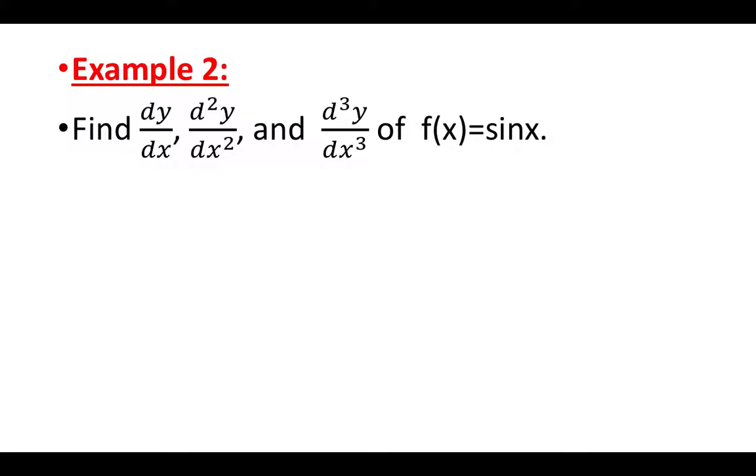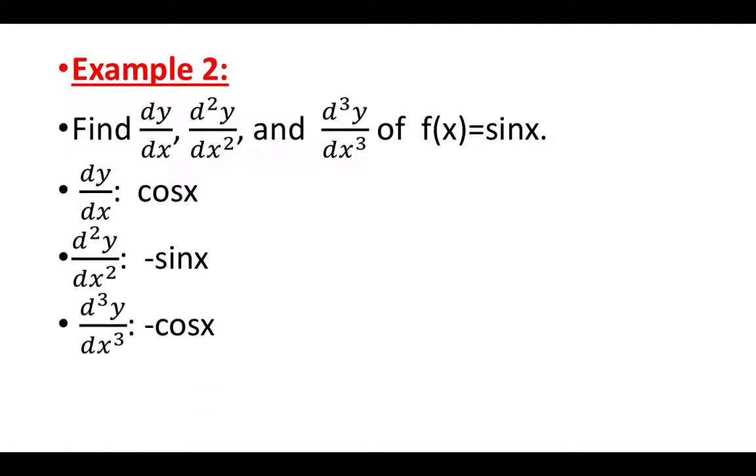All right, let's do another example using the other notation that you're expected to know. So find the first, second, and third derivative of the function f of x equals sine x. So the first derivative of f of x equals sine x we know is cosine. dy dx is cosine of x. The second derivative of cosine of x we know is negative sine x. The third derivative of negative sine x is going to be negative cosine x.